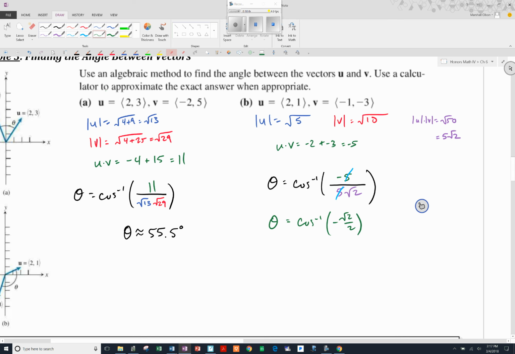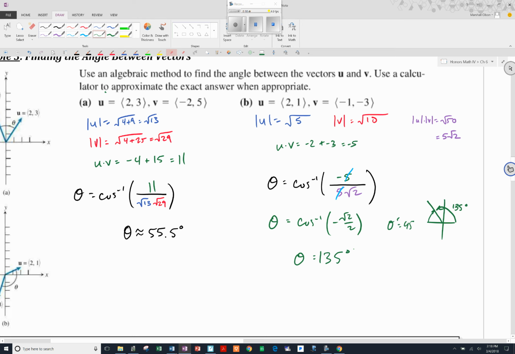So this is why it says use a calculator to approximate the exact answer when appropriate. It's not appropriate here to use a calculator because we know that the inverse cosine of negative square root of 2 over 2, since it's negative, is going to be an obtuse angle. The angle that has a cosine value of square root of 2 over 2 is obviously 45 degrees, but we want to use that as a reference angle in the second quadrant. So if we use it as a reference angle, the angle that we have here is 135 degrees.